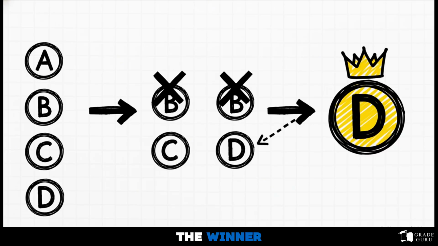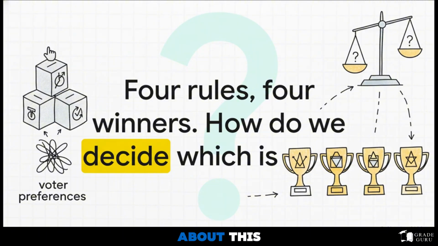D is the winner. So let's just stop and think about this. This is kind of wild, right? We had one group of 13 voters. We didn't change a single ballot. But by applying 4 different and totally legitimate voting rules, we got 4 different winners, A, B, C, and D. This is the absolute core problem.